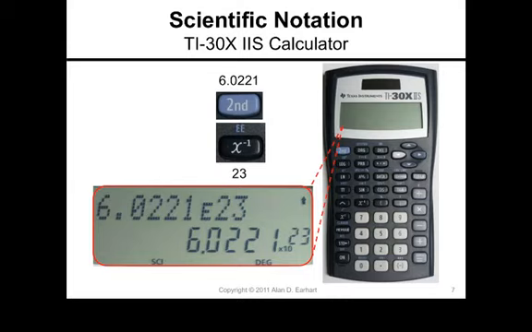Do not press the multiplication key and then do the 10 raised to some power key. It's going to get you in trouble, especially when you do certain kinds of division. So remember, scientific notation is the EE key on this calculator.